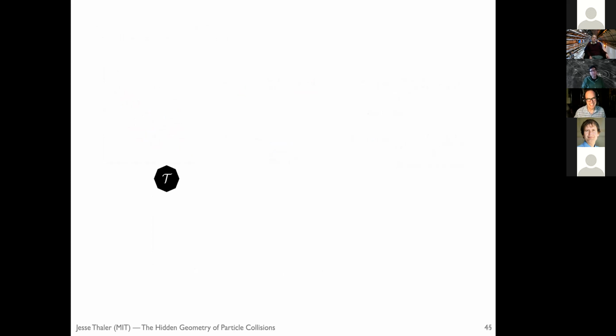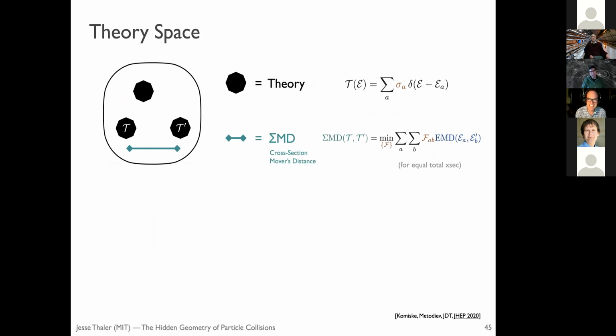I now say that theory is a point in my space. And now I can compute not the energy mover's distance, but the cross-section mover's distance. Capital sigma delightfully looks a little bit like a capital E. The cross-section mover's distance tells me how much cross-section times EMD I have to move to make one theory look like another. You can imagine one dot here is the standard model of particle physics. Another dot could be the N=1 supersymmetric generalization of it, or another could be N=4 super Yang-Mills.